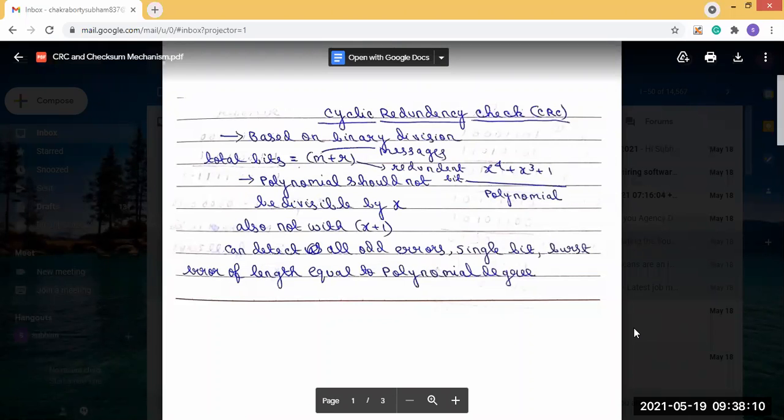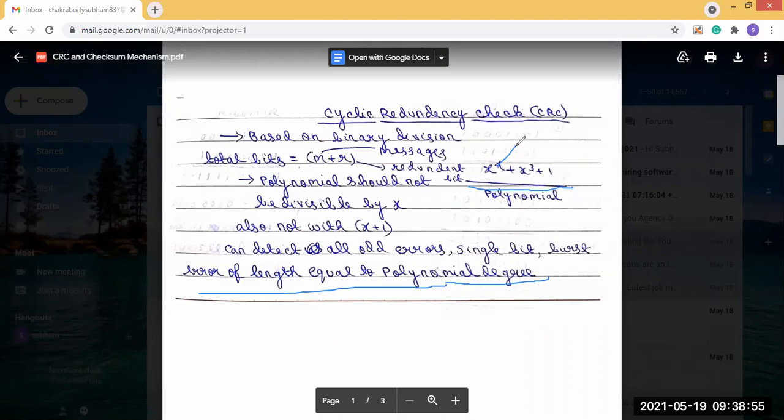Now there will be two numbers given, that is, one is the divisor and another one is the dividend. So let's take an example. A polynomial is given, that is x to the power 4 plus x cube plus 1. So the burst error of length equal to the polynomial degree. Now here the highest polynomial degree is 4. That means if we use it, then it can detect errors up to 4.